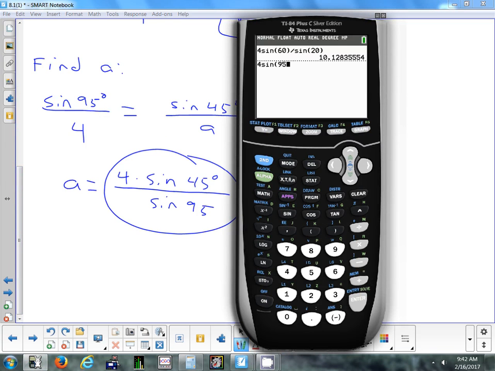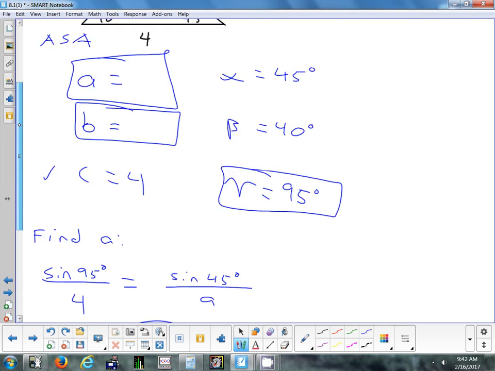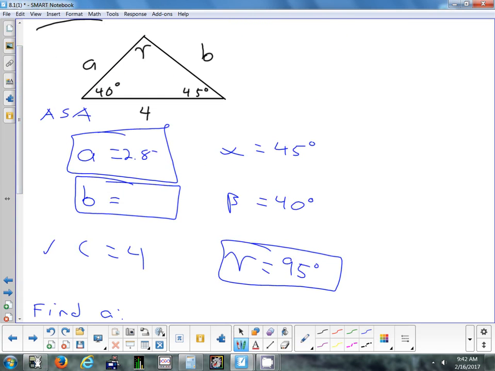4 sine 95, make sure you close the parenthesis, that's important. It's even more important, you type the number in, right? And then divide by sine 95. Yes, thank you. So A is 2.839.